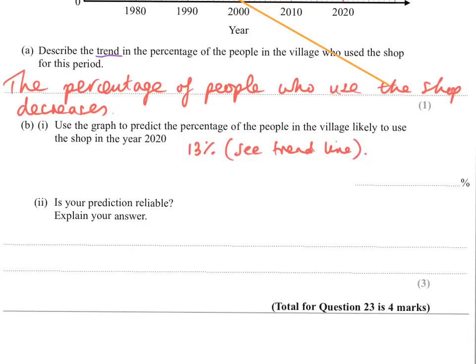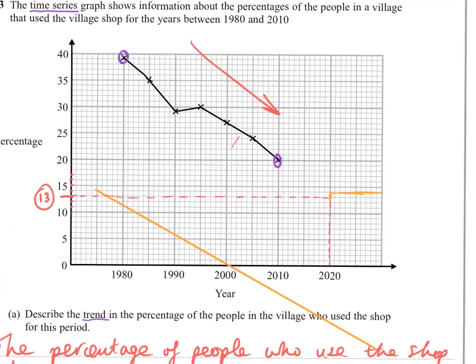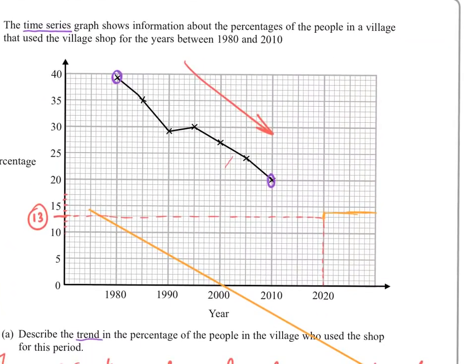The next part of the question says, is your prediction reliable? Explain your answer. Well, looking here, it seemed to go up to 2010, and 2020 is a good 10 years later. So I would say probably not reliable. In fact, I'll be very definite here, not reliable. And I would say no, because 2020 is way beyond the time period covered by the given data, it's quite a big jump, okay, from here to here. So that's what I would say.